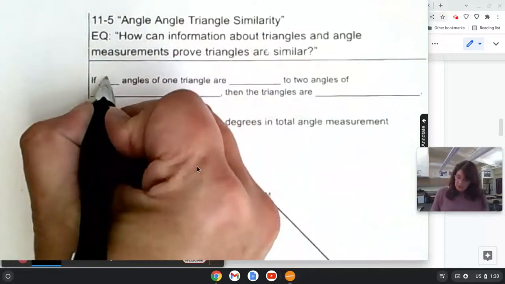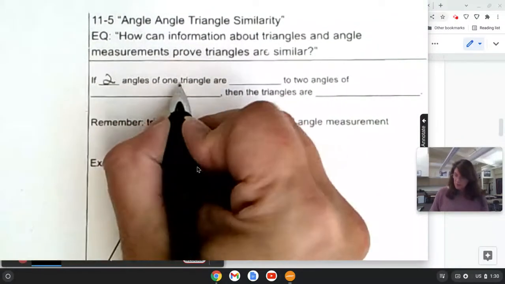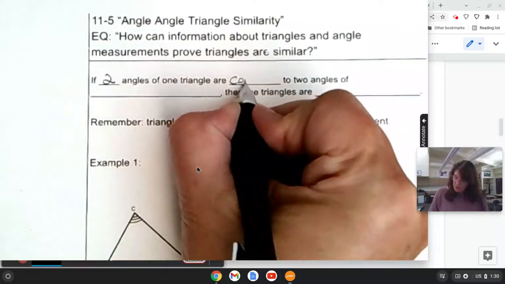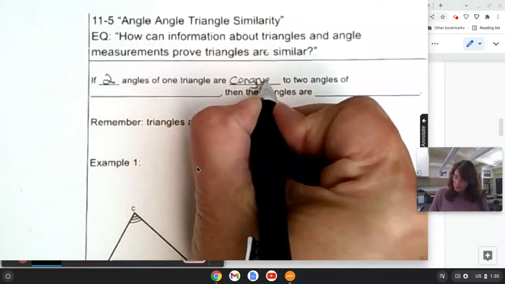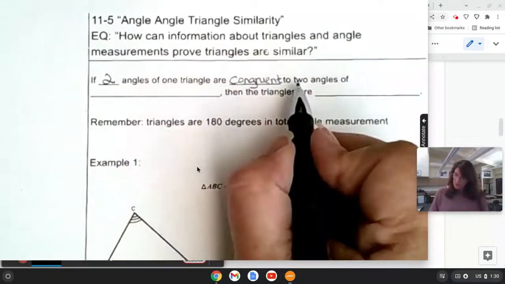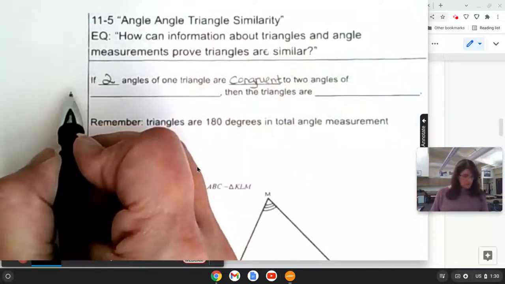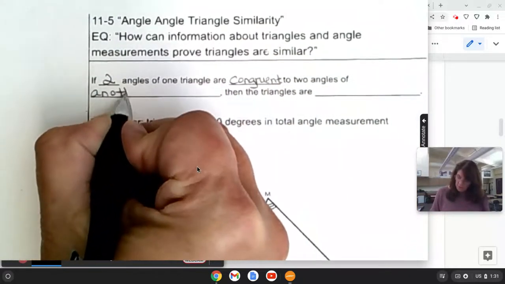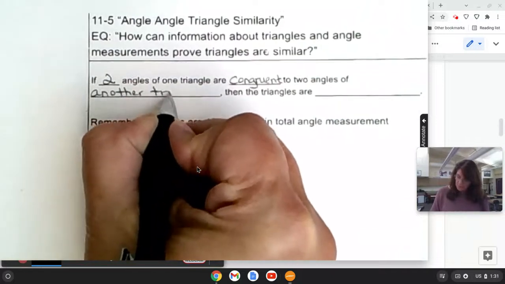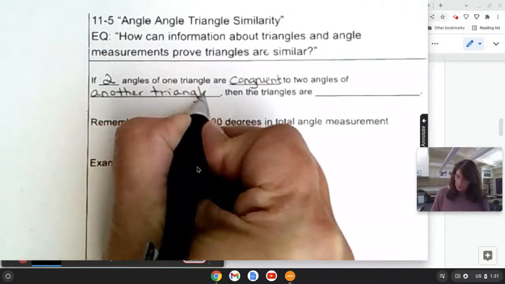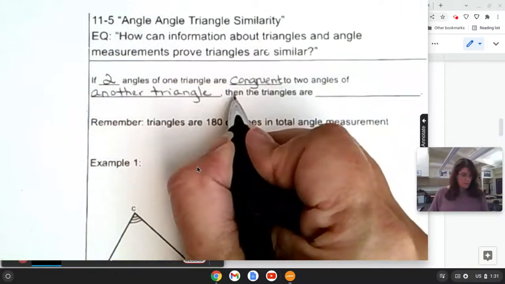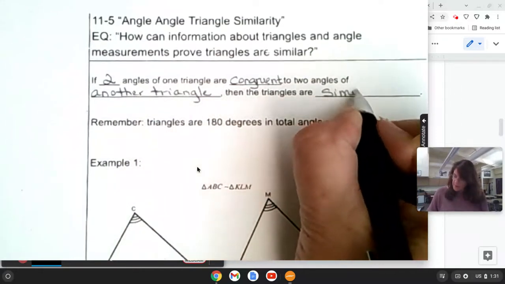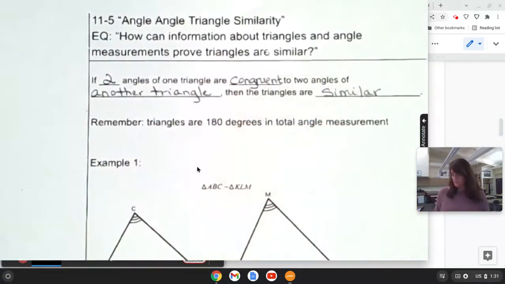If two angles of one triangle are congruent to two angles of another triangle, then the triangles are similar. Okay?